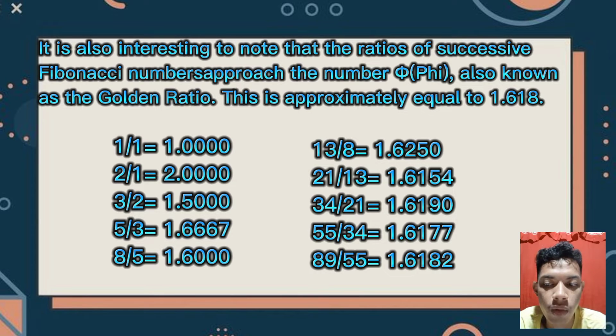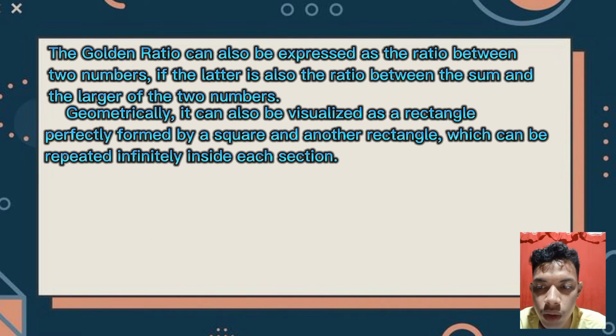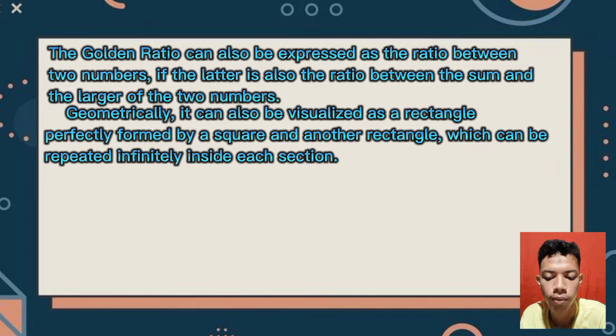And 81 over 55 is equal to 1.6182. The golden ratio can also be expressed as the ratio between two numbers, if the latter is also the ratio between the sum and the larger of the two numbers. Geometrically, it can also be visualized as a rectangle perfectly formed by a square and another rectangle, which can be repeated infinitely inside each section.